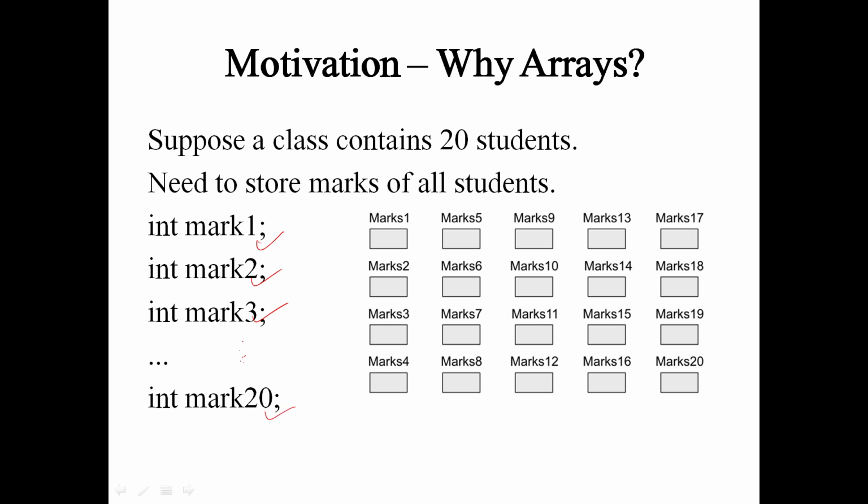Fine, okay. But what if the class contains 100 students, or the entire college contains 500 students, or the university contains 10,000 students? Will you write marks1, marks2, marks3, marks4 and so on, up to marks10000? By the time we finish typing variable names, retirement age will come. So we need a better way. That better way is called an array.